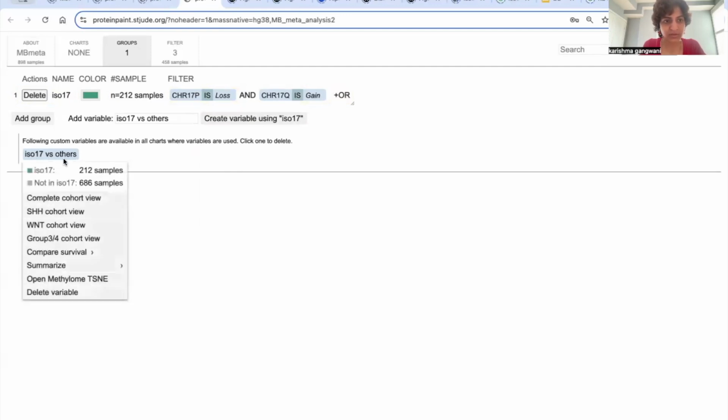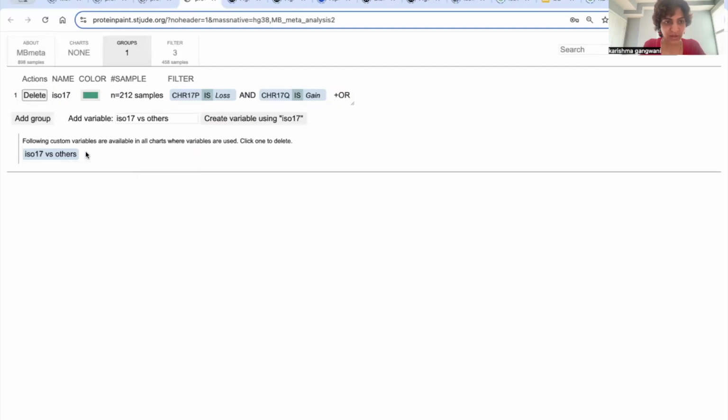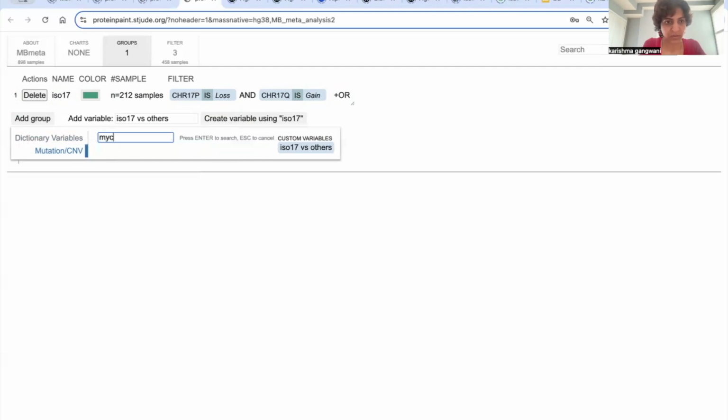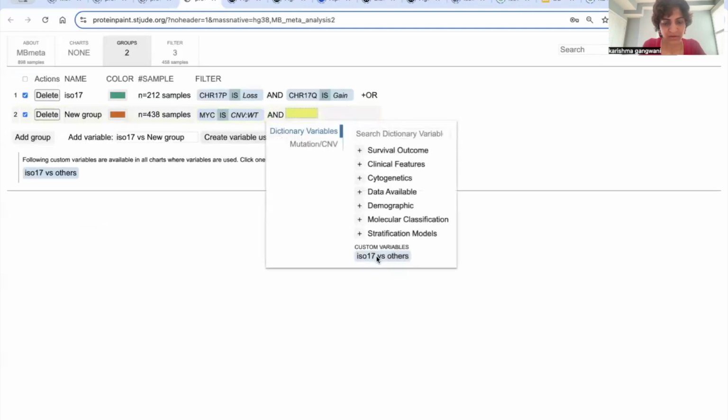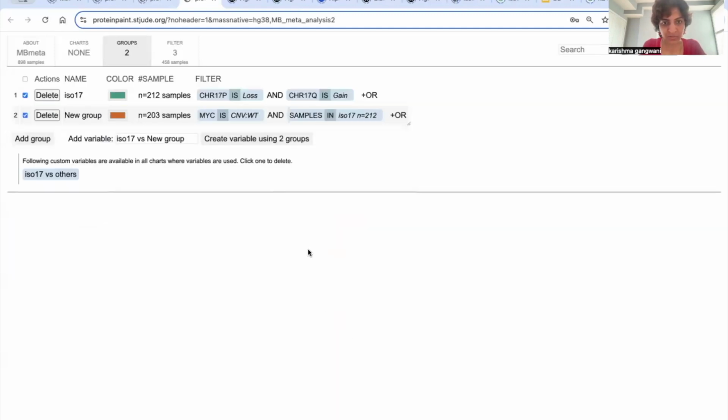Now there is this button that shows up in blue, and you can click on it to do extra analysis. But I'm going to go ahead and create my other groups using this variable now. So I will add the group and go to mutation and type in MYC. Now what we can do is choose MYC wild type cases and ISO 17. The first group that I created with ISO 17 was regardless of the status of MYC amplifications. So it doesn't matter whether MYC is amplified or not in that group.